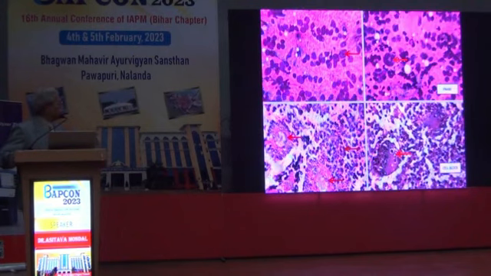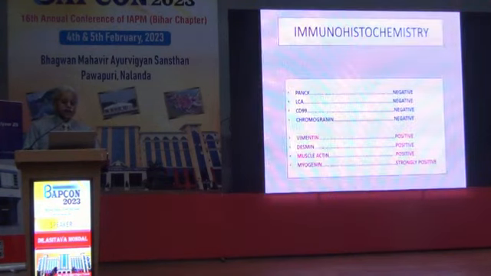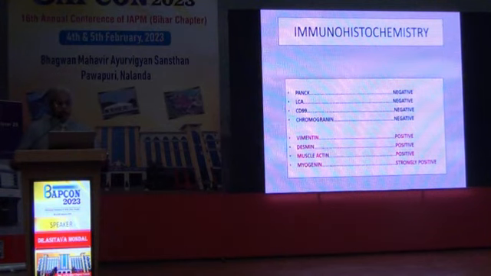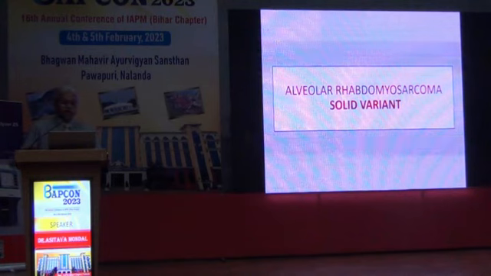See the cells. These are the cells, and this is the cell block. See, beautiful cell block. They are the same type, garland type, and these are the areas which show mild alveolar arrangement, which has come in the cell block, but we could not identify it in the FNAC material. These are the nuclei, wreath-like or garland type, and this is the immunohistochemistry, which suggests that it's a muscle tumor, not an epithelial, lymphoid, or other round cell tumor. And myogenin is strongly positive, so the diagnosis is alveolar rhabdomyosarcoma, solid variant.